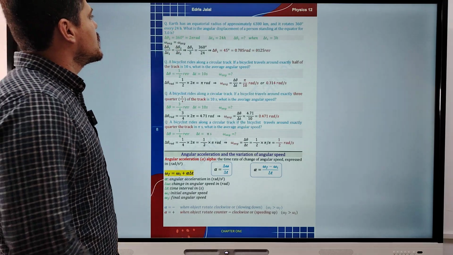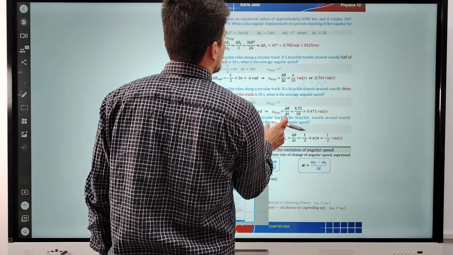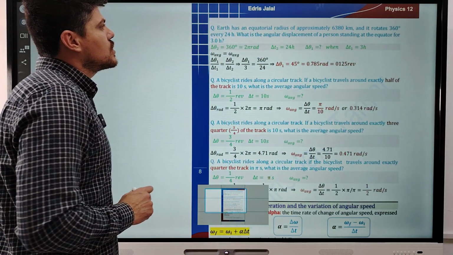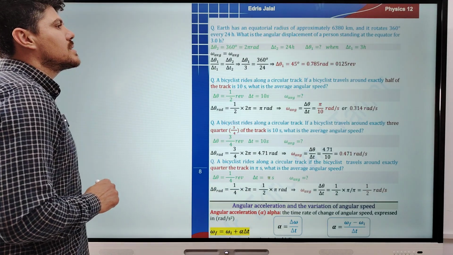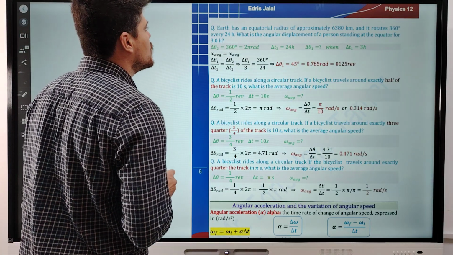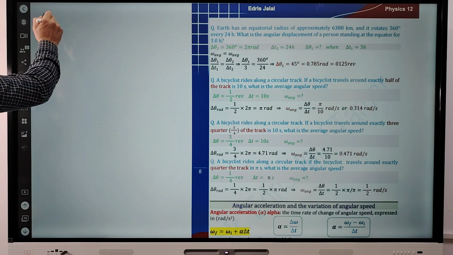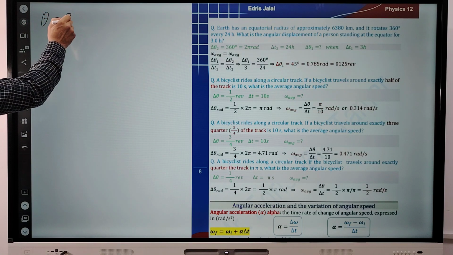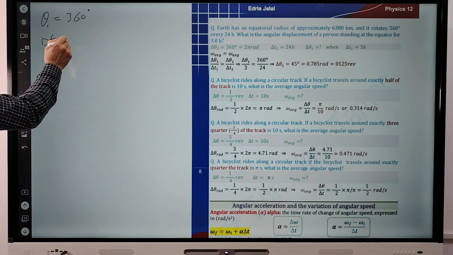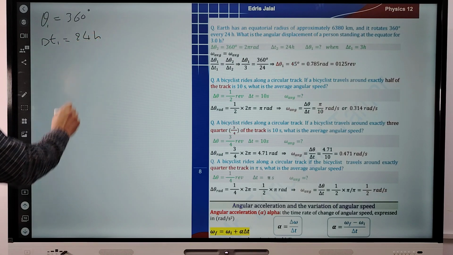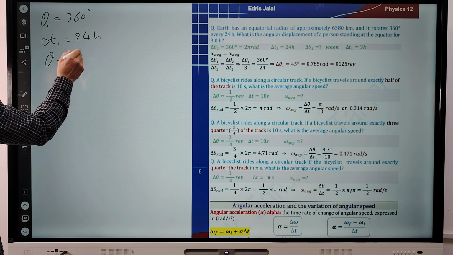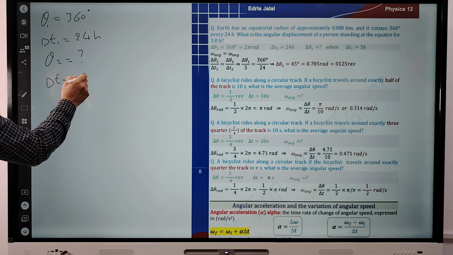Also you can solve this question, and it is also very important. Now I'm going to solve this question. Earth has an equatorial radius of approximately 6,380 kilometers and it rotates 360 degrees every 24 hours. Theta was given as 360 degrees, and the time was given as 24 hours. What is the angular displacement of a person standing on the equator for 3 hours? Theta 2 is unknown and delta t is 3 hours.